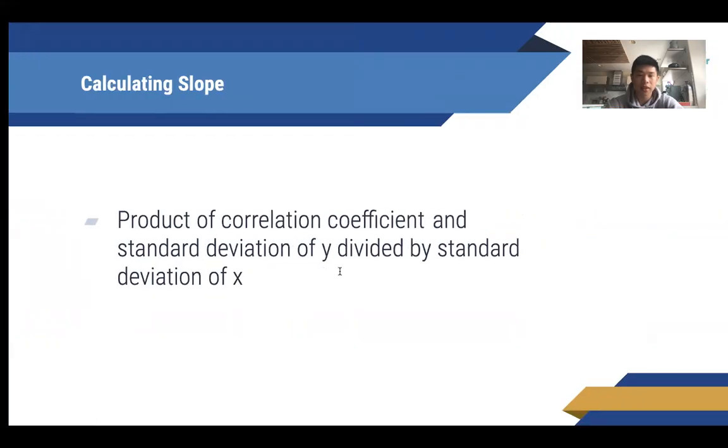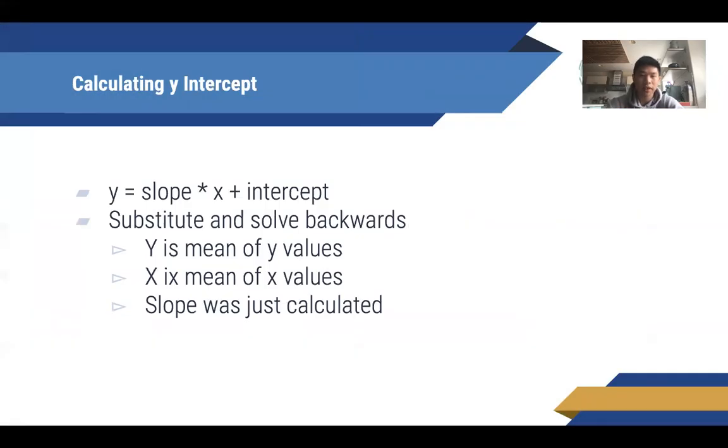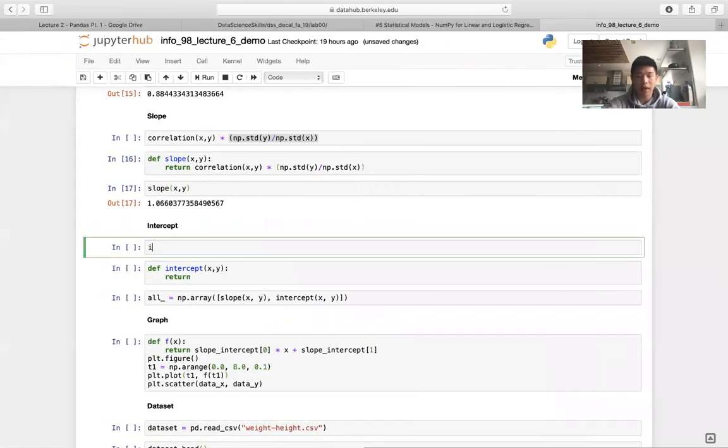All right, so the last step is intercept now. This is our basic formula here: y equals the slope times x plus the intercept. In order to find the intercept, you basically substitute and solve backwards. So y is the mean of all y values, so you could use np.mean there. And x is the mean of all x values, so another np.mean. And slope, we just calculated the slope. So now we just plug everything back in.